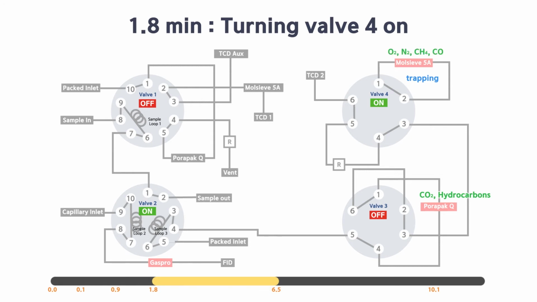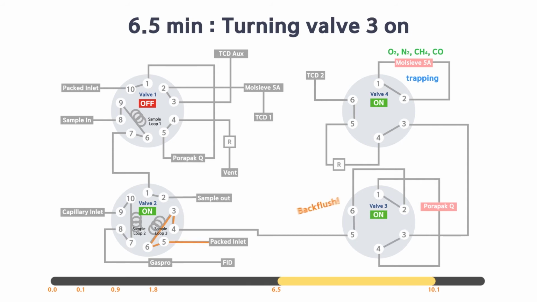While those compounds are trapped in the MolSiv 5A column, carbon dioxide, ethylene, and ethane are eluted from the Poropak Q column and detected by TCD2. It requires a higher oven temperature to elute hydrocarbons from the Poropak Q column, but this might also cause co-elution of oxygen, nitrogen, methane, and carbon monoxide in the MolSiv 5A column connected to valve 4.